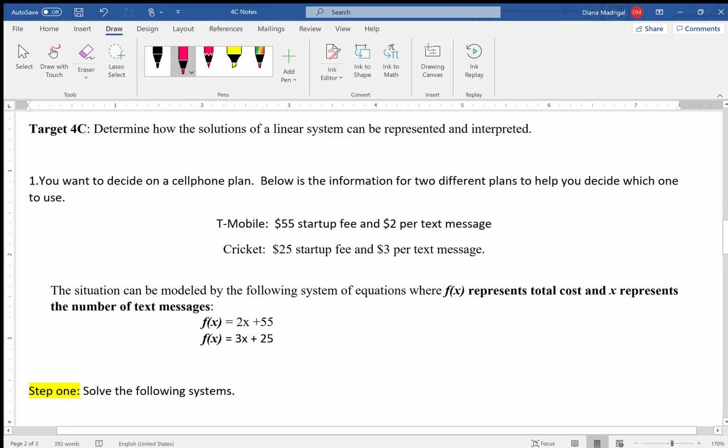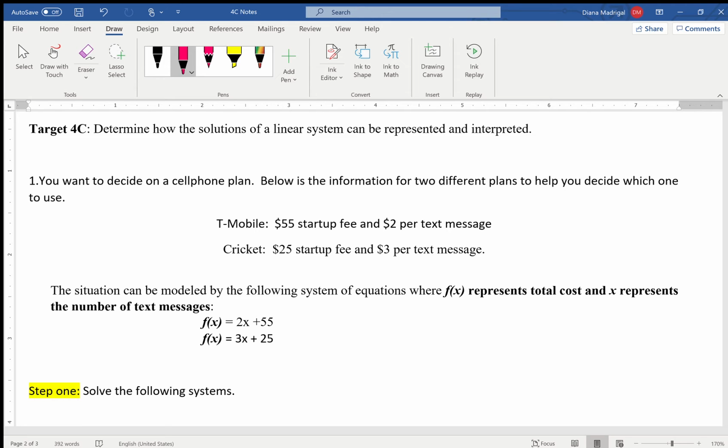All right, continuing our notes for target 4C. Remember, our objective or our goal, however you want to name it, is to determine how the solution of a linear system can be represented or interpreted. So remember, we're finding the solution and explaining what it means in context of the problem, whether you have a graph or a word problem.